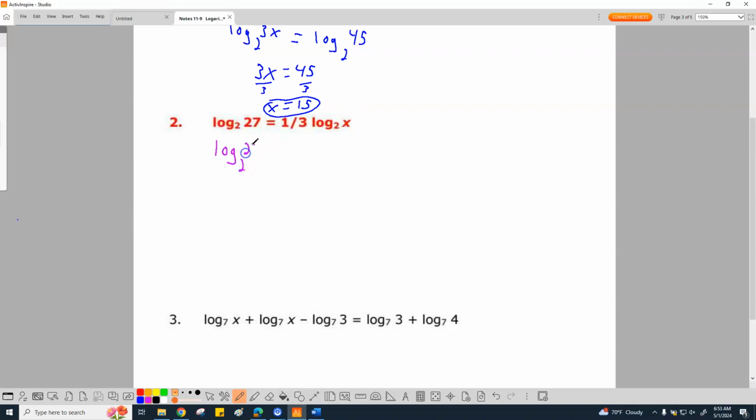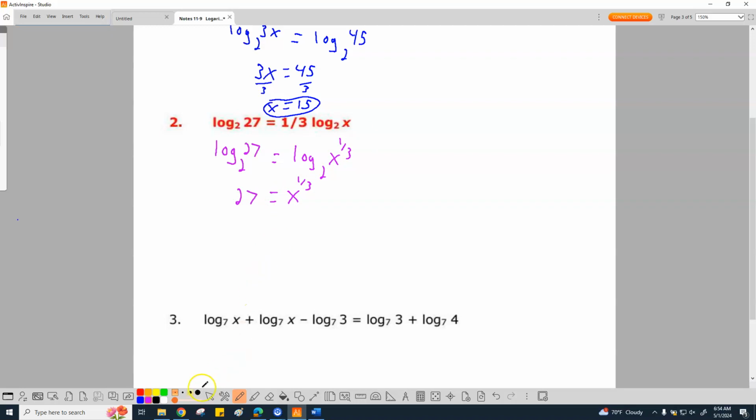I have log base 2 of 27 equals log base 2 of x to the 1/3. Even though we have an exponent there, that's okay on these problems. I have a log base 2 and a log base 2, and I have a term here and a term here. Now watch what I can do next. I can remove the log because they match, and I can just solve this x to the 1/3.